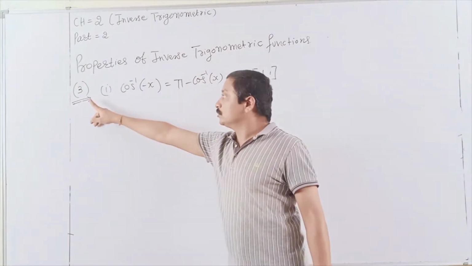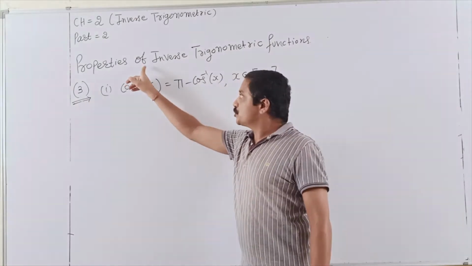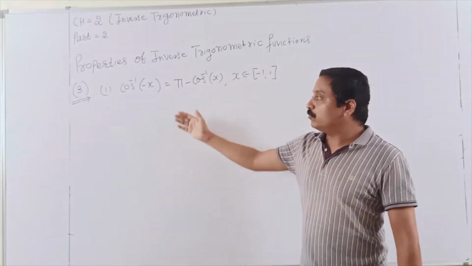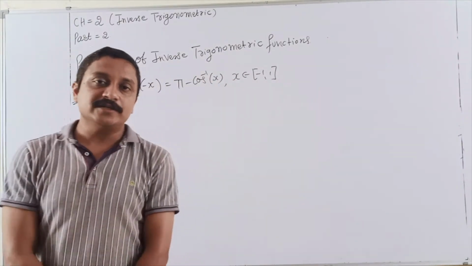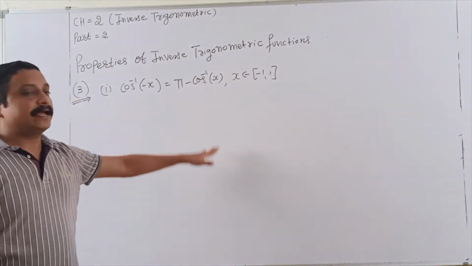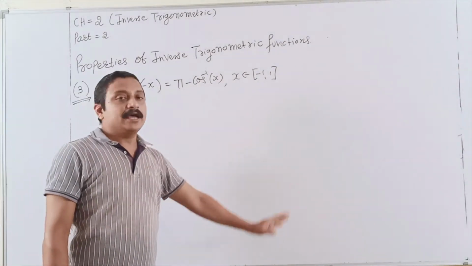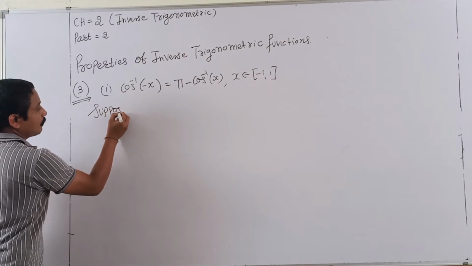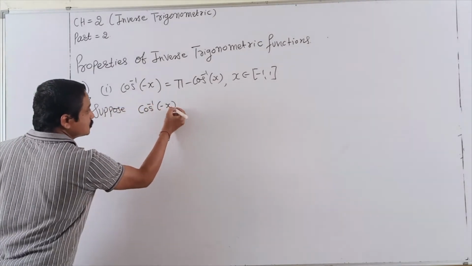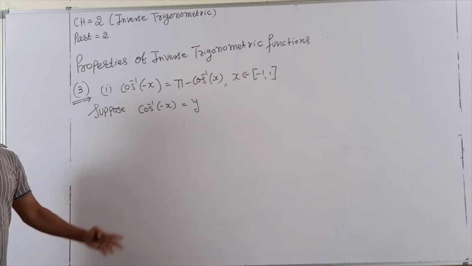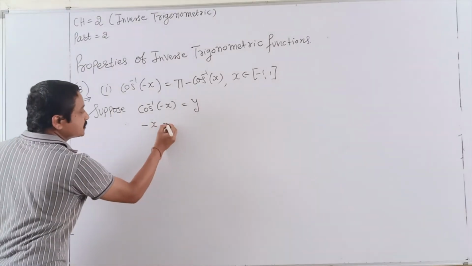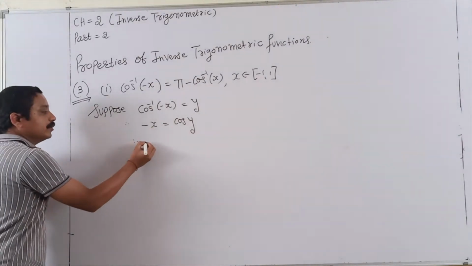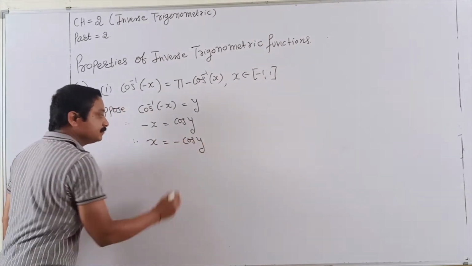Now students, we are going to the third property for the inverse trigonometric functions. In the third also, a total of 3 cases are available. First of all, cos inverse of minus x is equal to pi minus cos inverse x, for the condition x belongs to minus 1 to 1. Here also the suggestion is the same. Suppose cos inverse of minus x is equal to y. So minus x is cos y, and that minus value I carry forward: minus cos y.